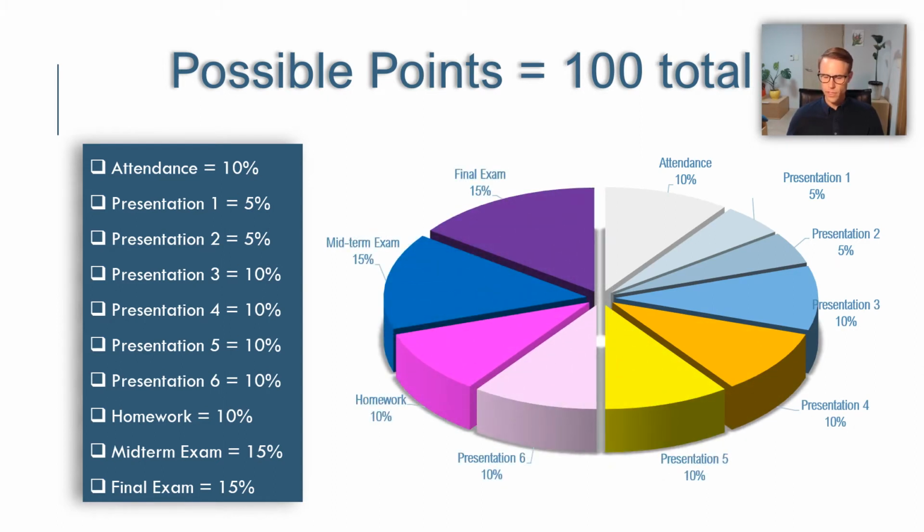So we can see attendance, presentation 1, presentation 2, presentation 3, 4, 5, 6. All right, so that is a good chunk of your grade. That is about half of your grade. And then your homework, your midterm, your final exam, and your attendance are all the other 50%. So those are going to be the points for this semester.